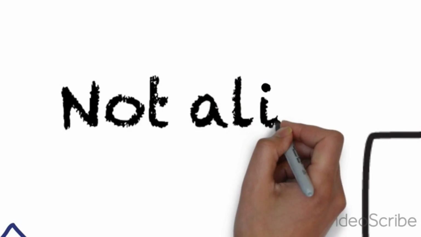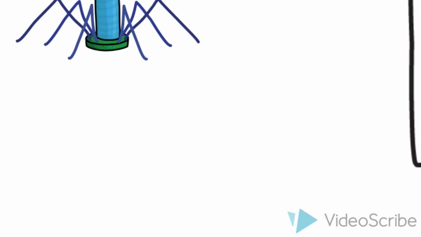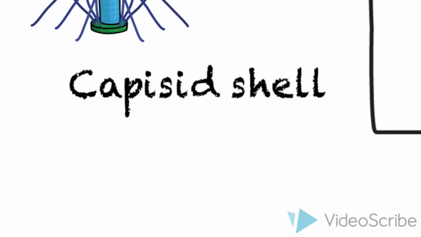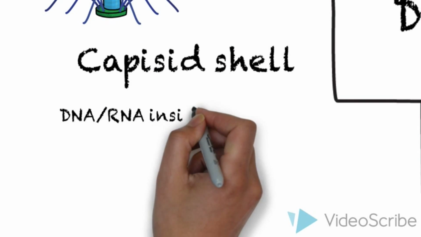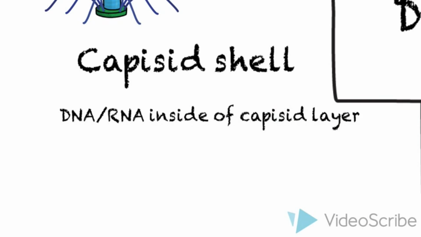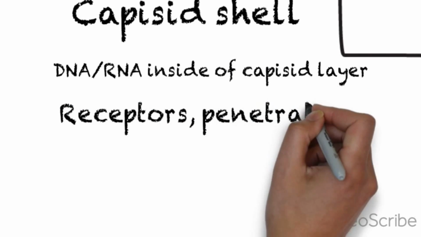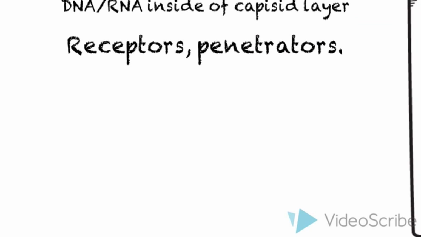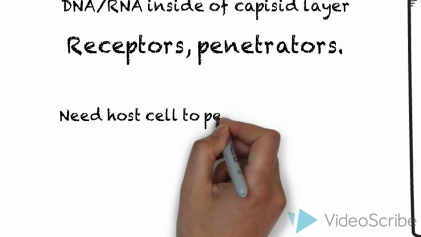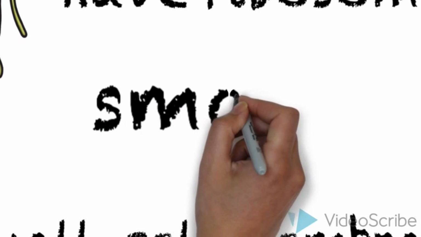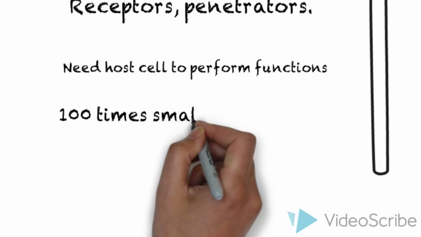Viruses are not alive. They have capsids, and in the capsids, they contain DNA or RNA. They have receptors and penetrators. They need a host cell to perform functions. Bacteria are small, however, viruses are 100 times smaller.